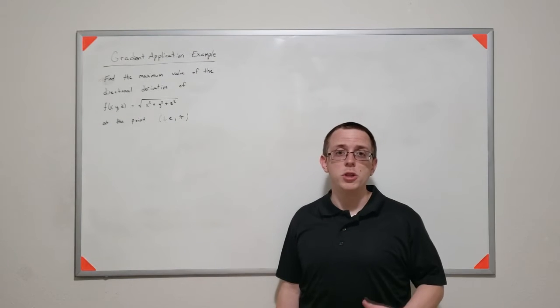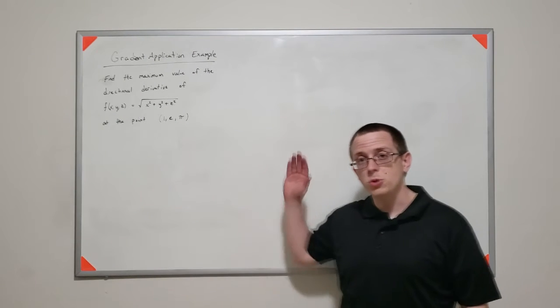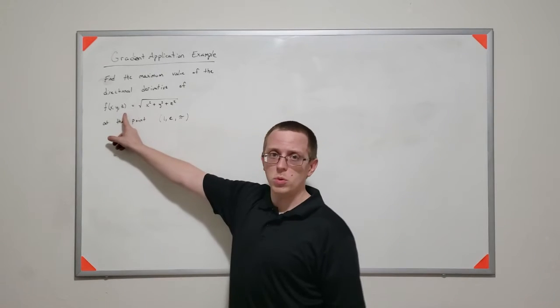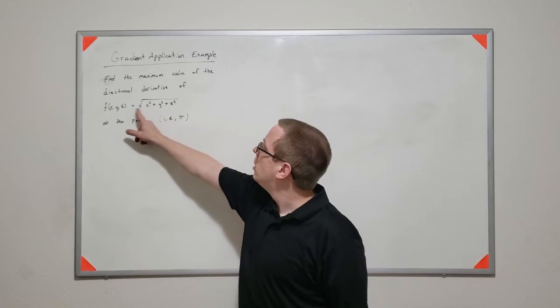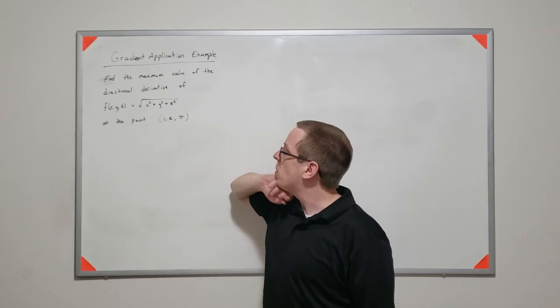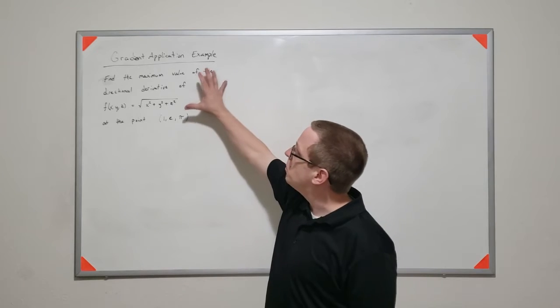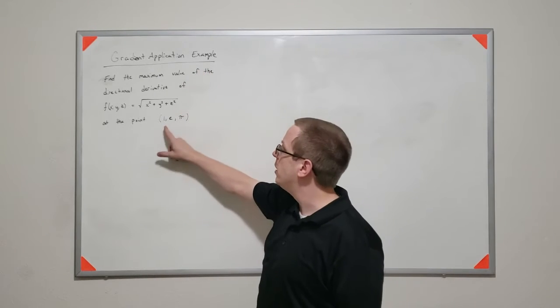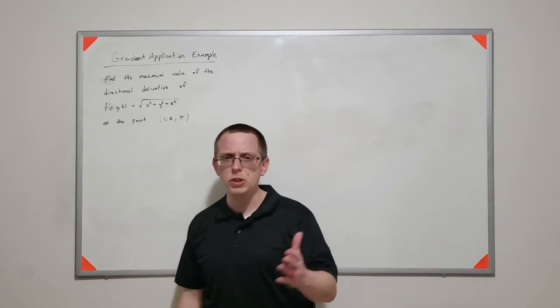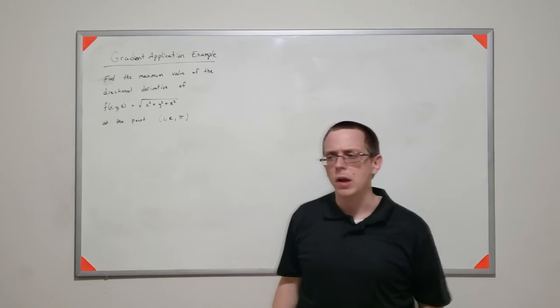Let's put some of that information we just learned about a gradient to use on an actual function. So I have a function here of 3 variables, which we haven't dealt with before: the square root of x squared plus y squared plus z squared. And we want to find the maximum value of the directional derivative at this point, (1, e, pi). Just picking random numbers out there.